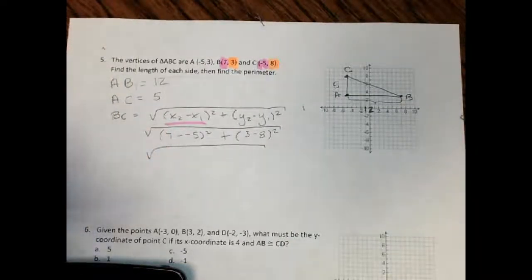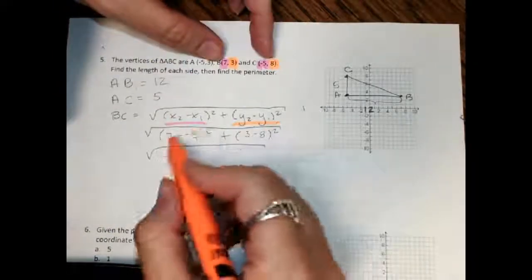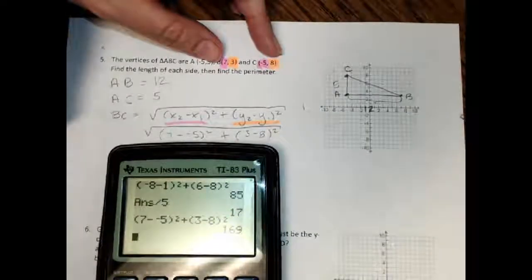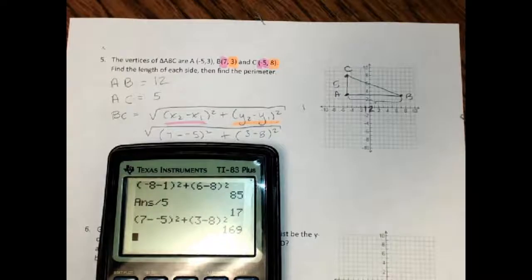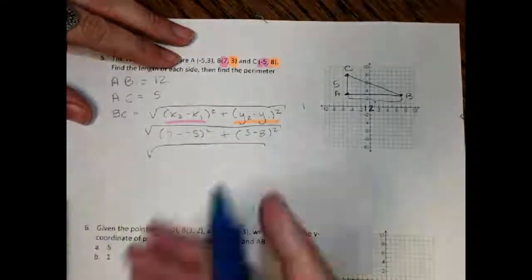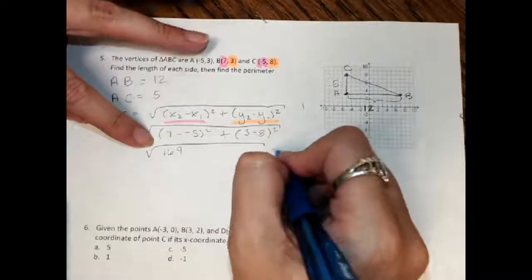So I copied the formula down. I highlighted my B and C, which is the ones I'm looking for. I plugged in my X's, I plugged in my Y's. I put it on my calculator, and I got my answer as square root of 169. Pause, get all this written down on your own. That tells us that this side is square root of 169 is 13.